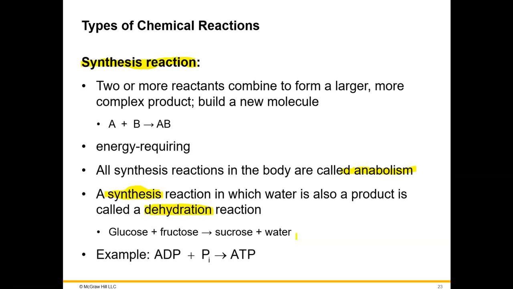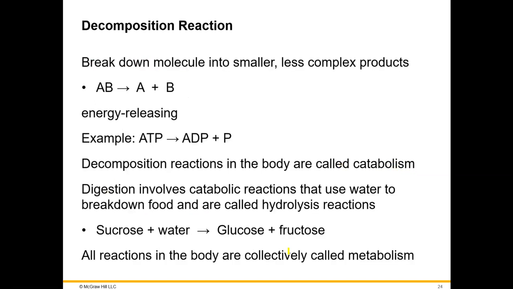And just a plain synthesis reaction is shown down here at the bottom beside the word example. ADP stands for adenosine diphosphate, so it has two phosphates. When a phosphate is added to it, it now becomes ATP or adenosine triphosphate. And so it is a larger molecule, so that's a synthesis reaction.